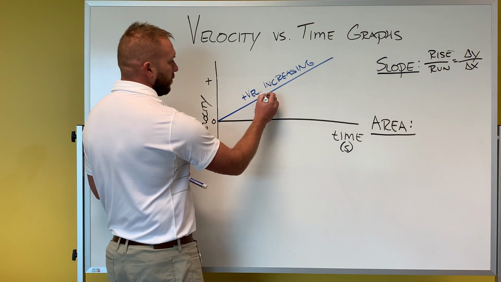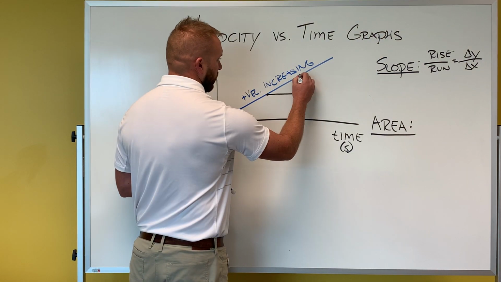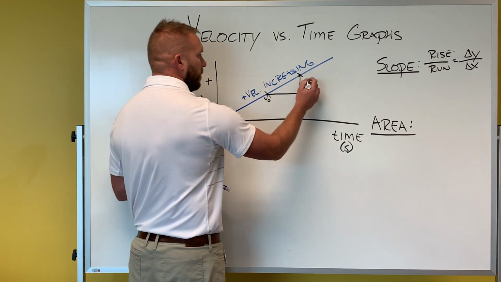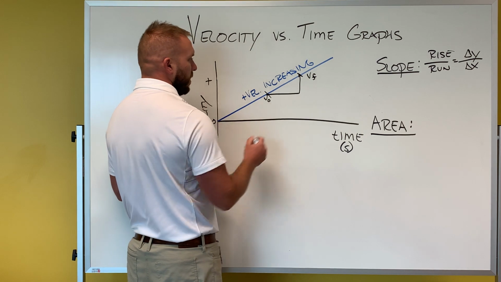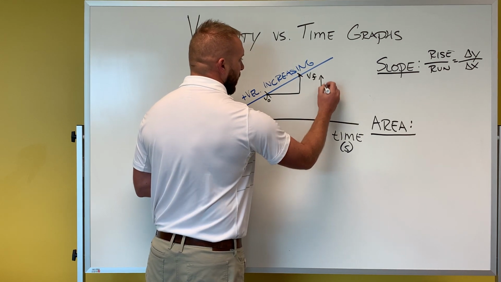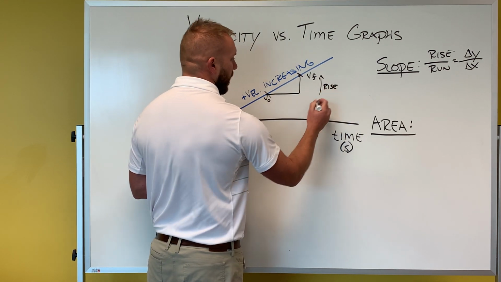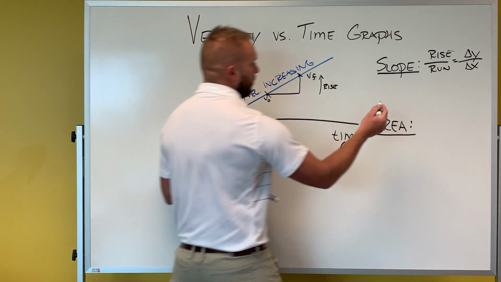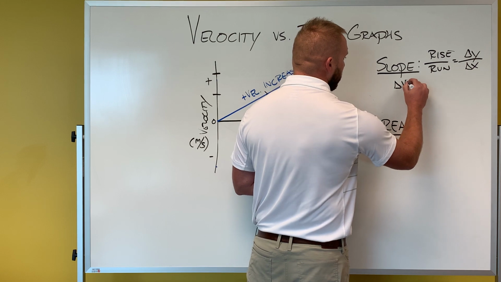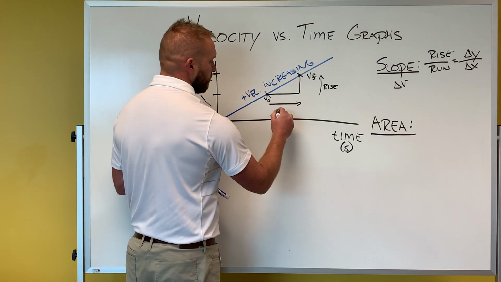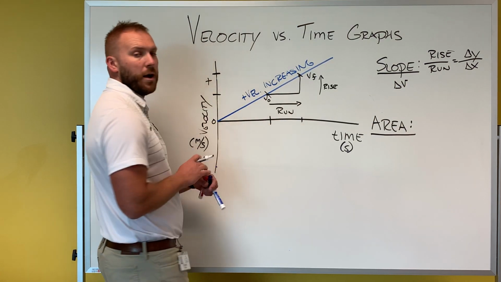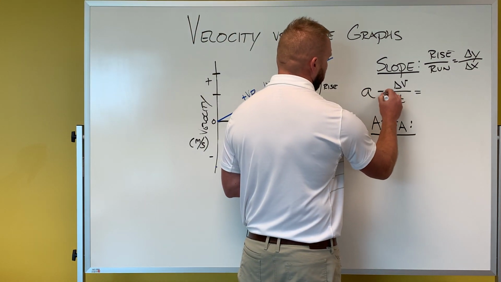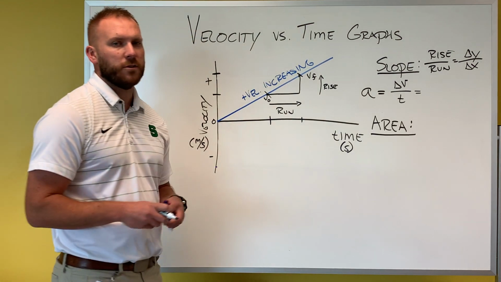So if I try to find the slope of this, this is my initial velocity from here to here. This is my final velocity, right? So my rise, this is my rise. That is telling me the change in velocity from there to there, right? So my slope is a change in velocity. My run is how much time went by. What does that tell me? That is acceleration, okay? A change in velocity over time.